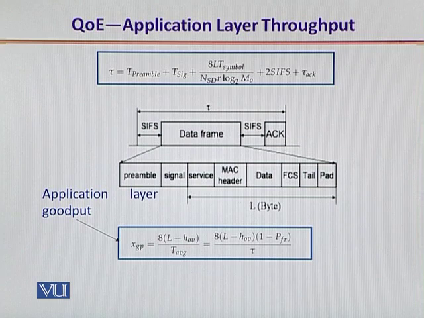Now this tau is actually, in true representation, the fraction of the probability that the frame is retransmitted. So this tau is going to be equal to T average if the probability of frame loss is 0. Otherwise, it is going to have an adverse effect on the good put.